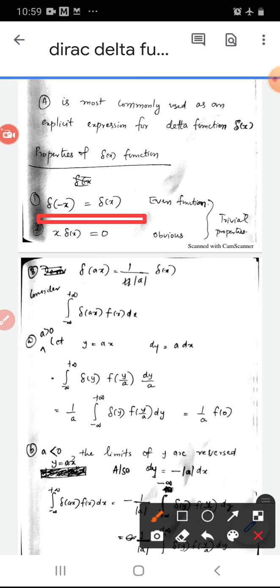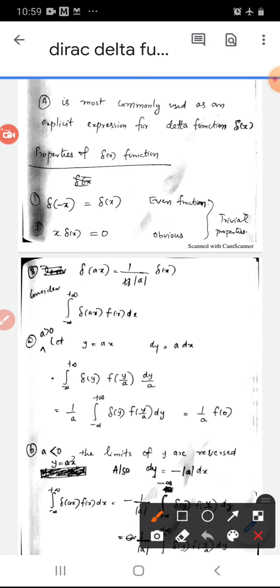Then the second one is x delta x equal to 0. These two are actually very trivial properties. It is quite obvious from the definition. If you put minus x instead of x in the expression for delta x, you will be getting delta x itself. So delta minus x is delta x.